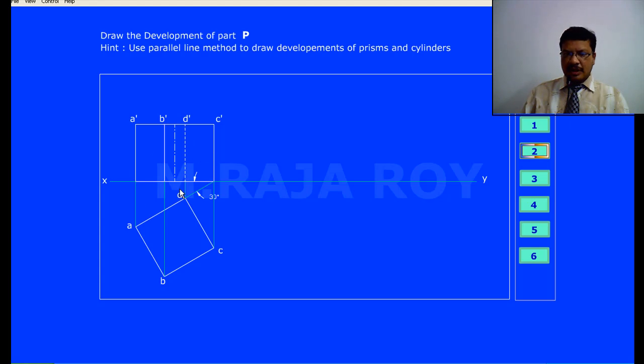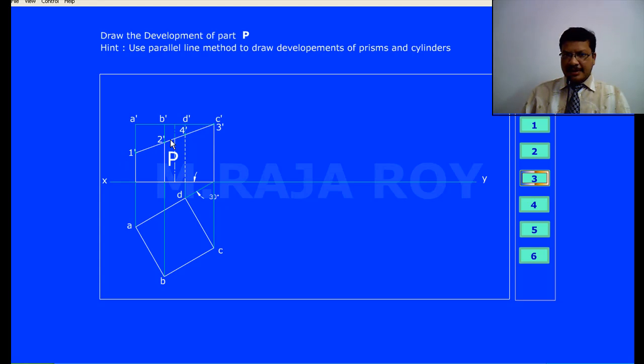Next you have to represent the section plane. Section plane is inclined 30 degrees to HP and it is perpendicular to VP, means we have to represent the section plane with its VT. So in the front view we will get the section plane. Here I have represented this section plane. So after taking this section, here I am marking the cutting points.